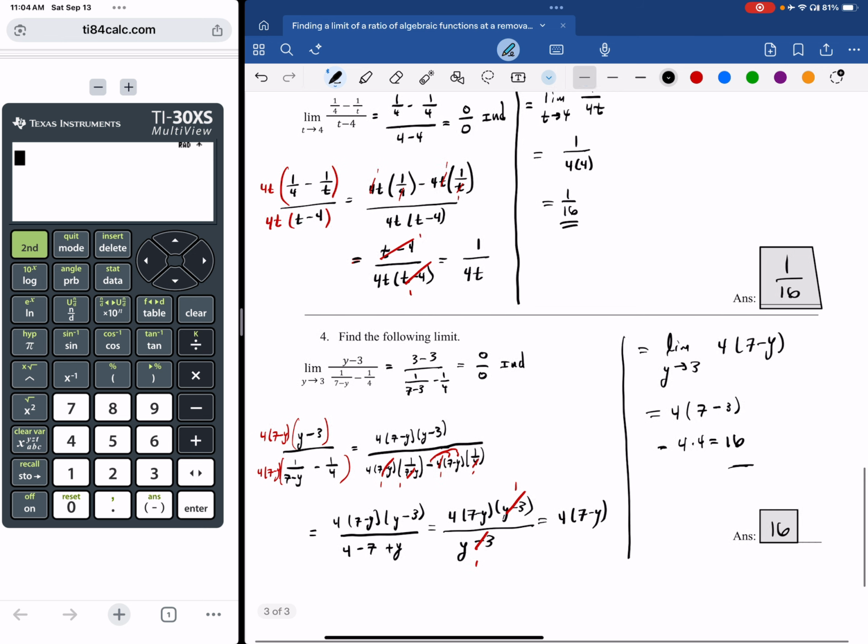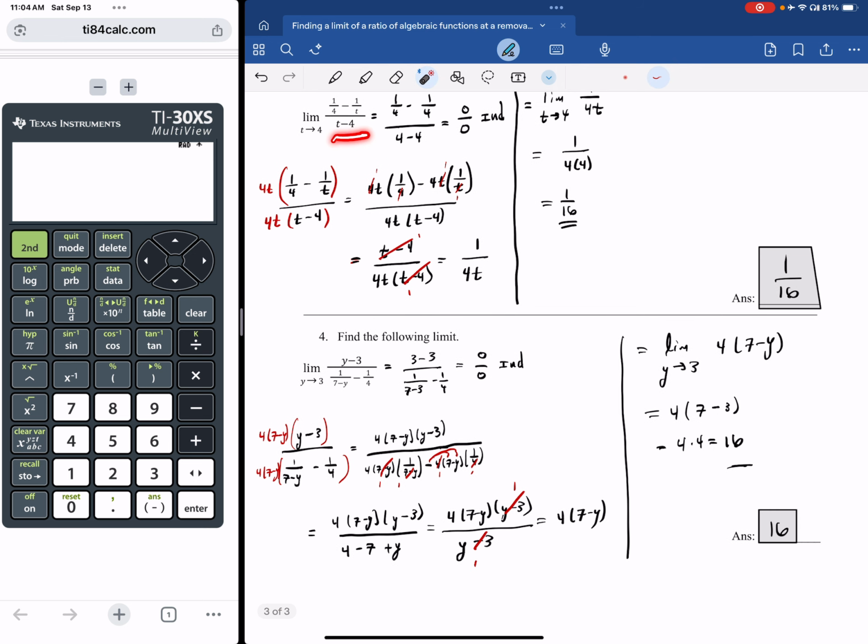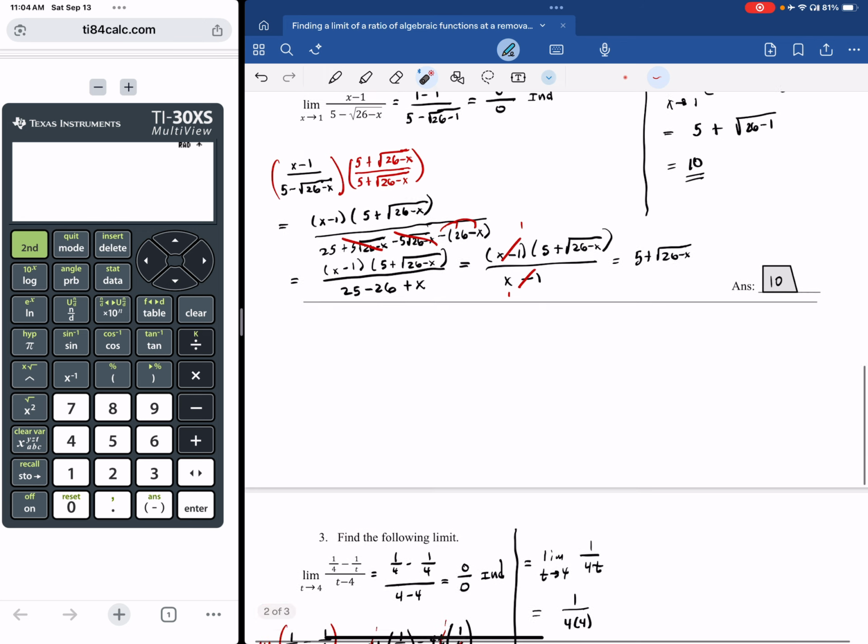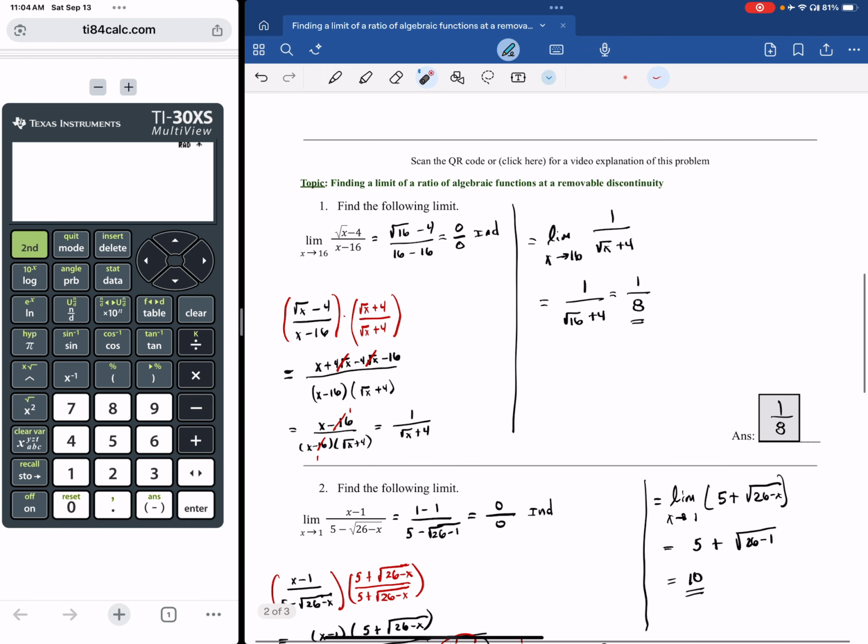So both of these problems, compound fractions, looked really nasty. We're doing the algebra that we reviewed in the algebra packets, where we simplified a compound fraction by multiplying every term by the LCD. Once you have that simplified version, instead of finding the limit of the nasty version, you plug it into the simplified version and you're able to get your answers. So there it is. There's our topic of finding a limit of a ratio of algebraic functions at a removable discontinuity. I hope that helps.